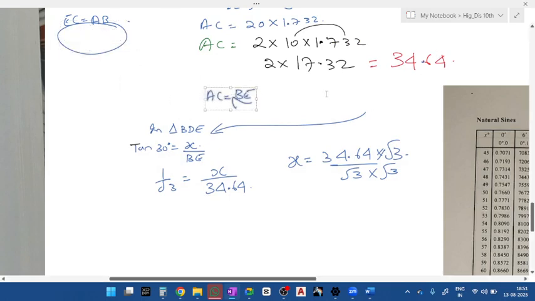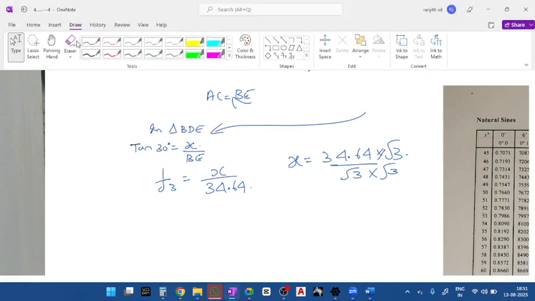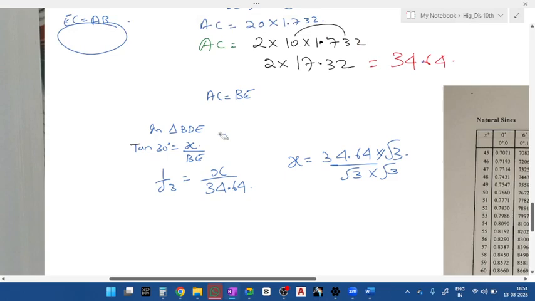See, below this first diagram, mention, students, AC is equal to BE. Mention this statement: AC is equal to BE. That is equal to 34.64.